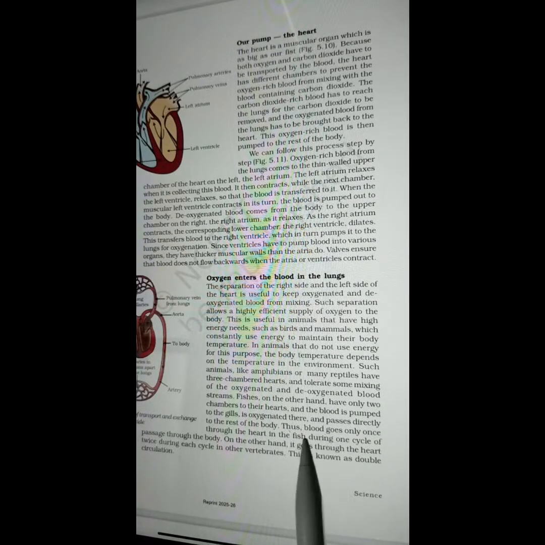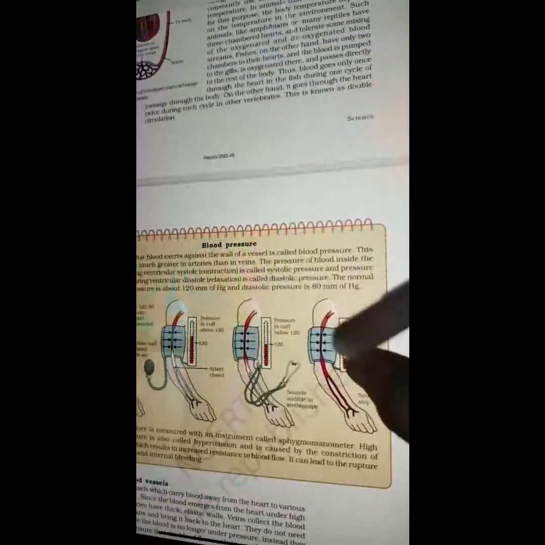Fishes, on the other hand, have only two chambers in their heart, and the blood is pumped to the gills, is oxygenated here, and passes directly to the rest of the body. Thus, blood goes only once through the heart in the fish during one cycle of passage through the body. On the other hand, it goes through the heart twice during each cycle in other vertebrates. This is called double circulation.